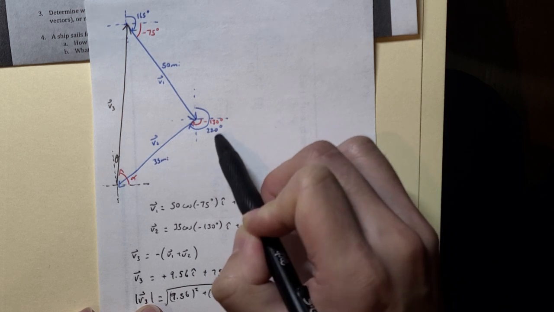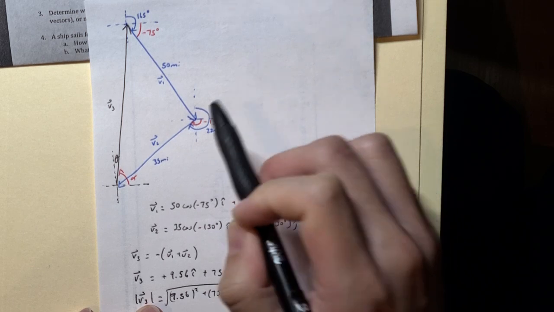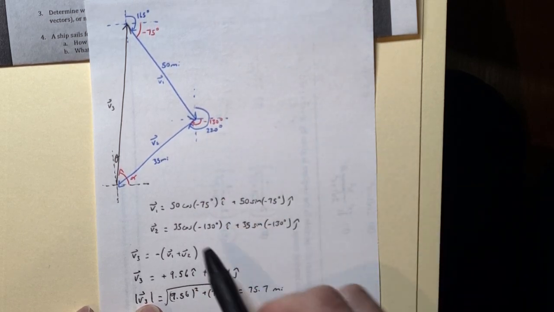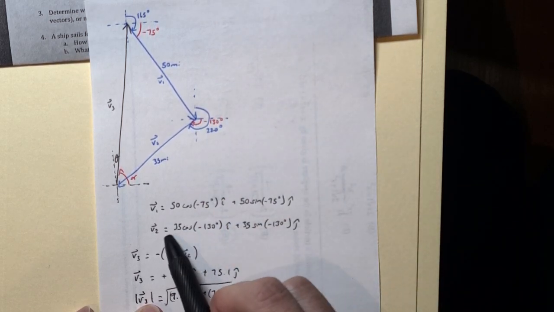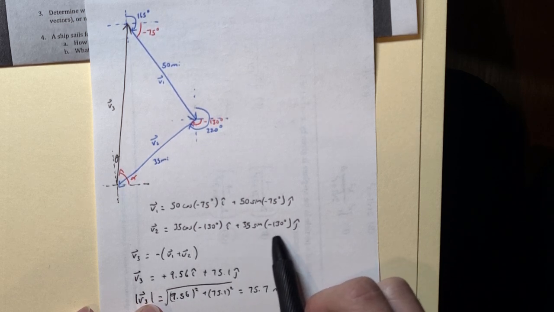So what's 220 minus 90? That's 130. And once again, we're going in the clockwise direction. So it's negative 130. Okay, so V2, it would be 35 cosine negative 130, i plus 35 sine negative 130, j.